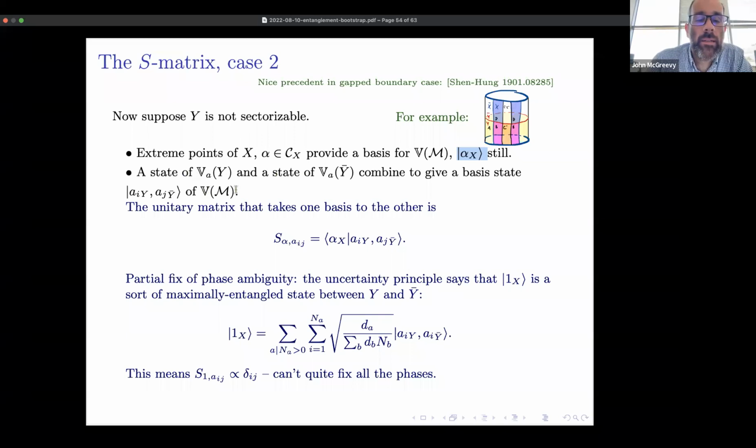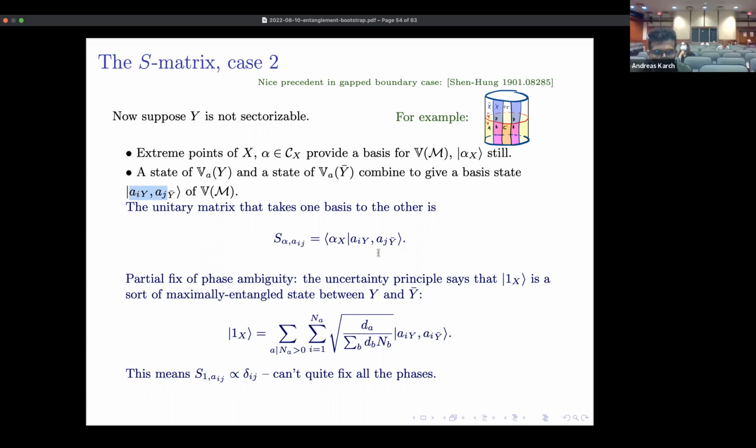But now, in order to make a state of M, we need to glue a state of Y to a state of Y bar. A state of Y is labeled by some I index in the fusion space of Y with a particular boundary label. The boundary labels between Y and Y bar have to agree. And so another basis of this Hilbert space is given by a state with these labels. So it's labeled by Aij, where I and J are labels in the fusion space of Y with fixed A. And again, there's a basis transformation that takes one to the other, but now it has more labels.